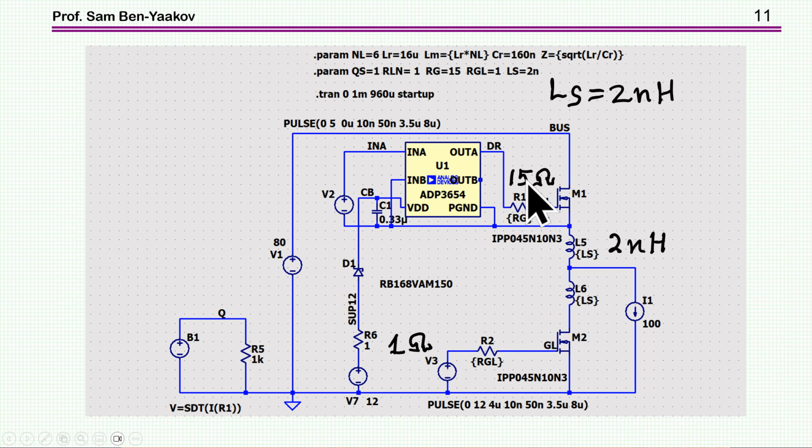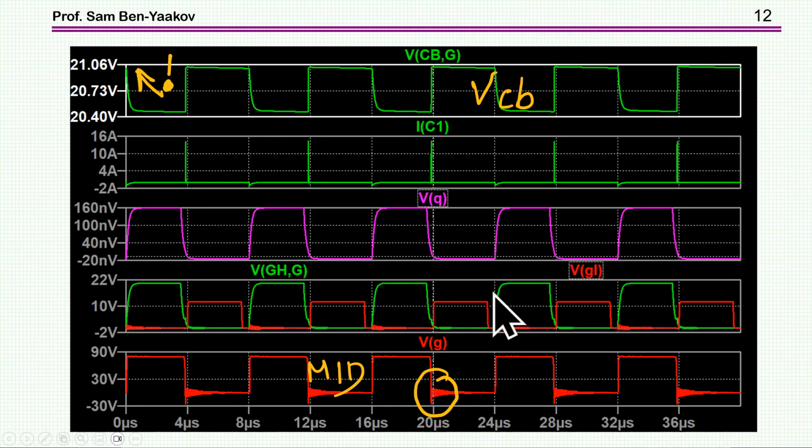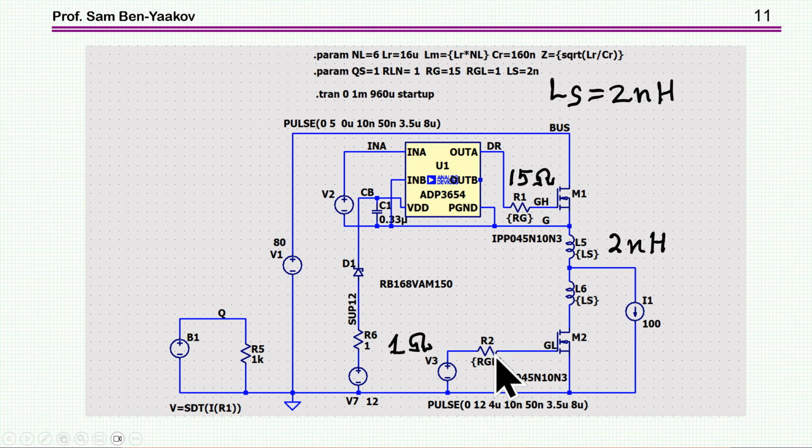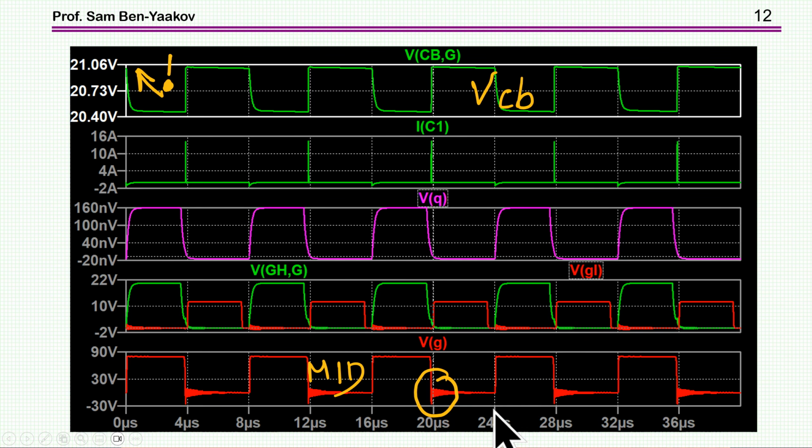So we have 15 ohm here, we have 2 nanohenry here, we have 1 ohm here, and let's see what's happening. Now the main difference is that here we see oscillation. Well, oscillation makes sense because we are interrupting the current, there are capacitances of the transistors, and therefore there is oscillation of a frequency that is dependent on the inductances and capacitances, so it will probably be in the megahertz range. Here it is. But the thing we have to worry about is this spike here.